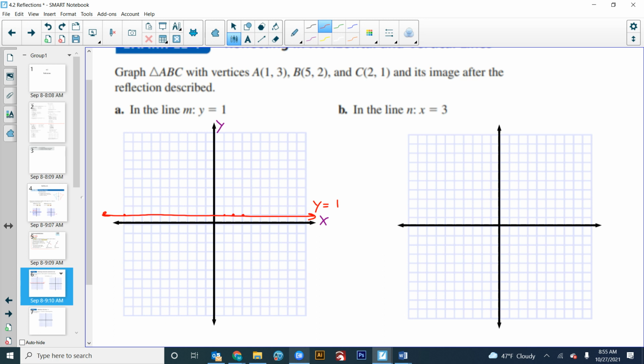Okay? So I have to graph it. You guys already have done it. You're just right. A is 1, 3. B is 1, 2, 3, 4, 5. 1, 2. And C is 2, 1.